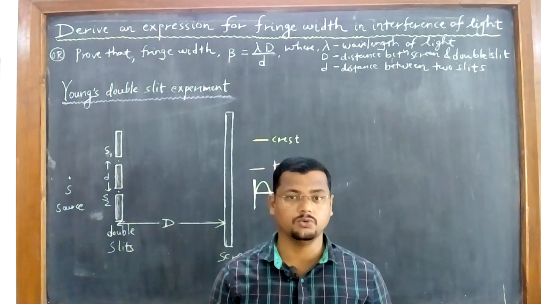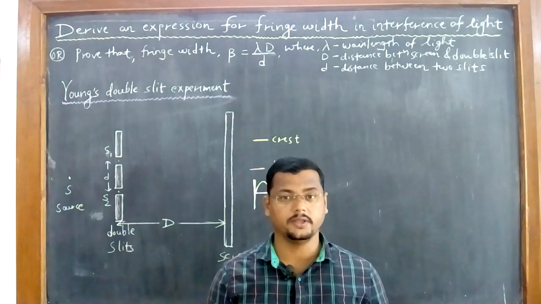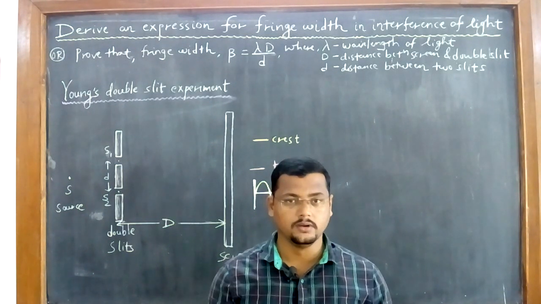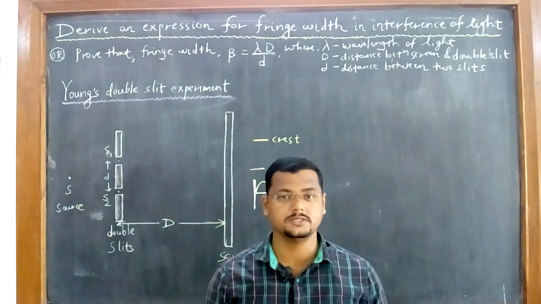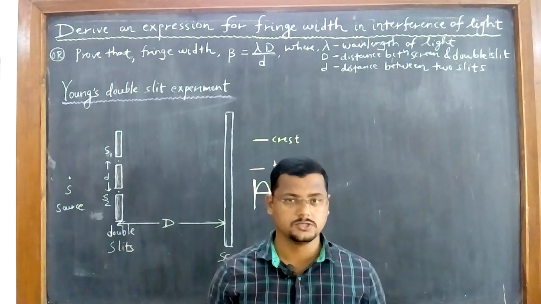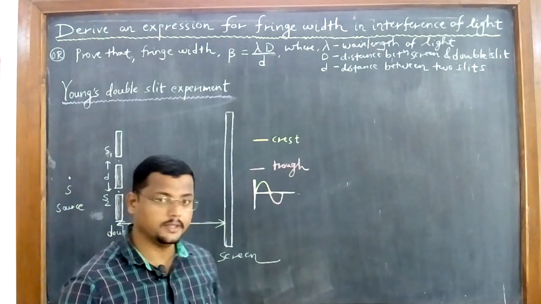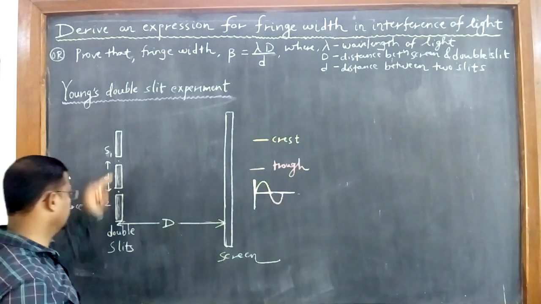For that you must go for the diagram here. In the exam they can directly ask the proof like this: derive or prove that beta is equal to lambda capital D divided by small d. So what is capital D here? Capital D is the distance between the double slit and the screen.